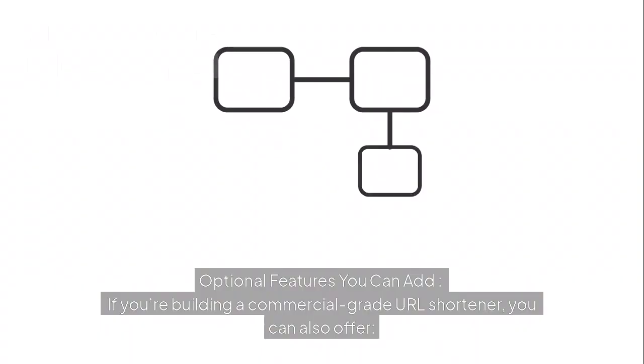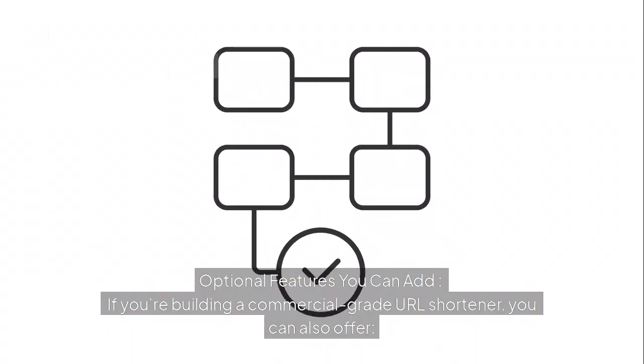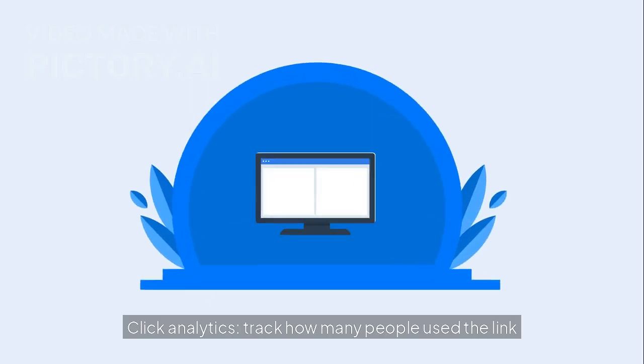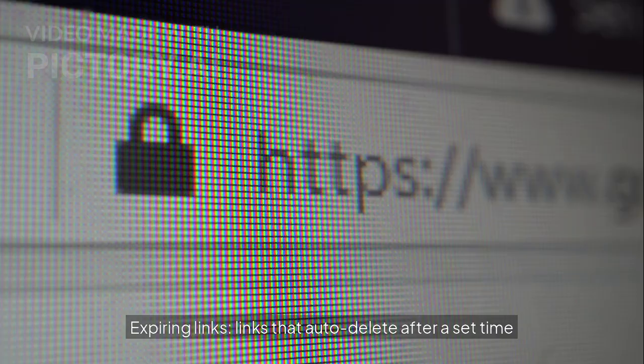Optional features you can add. If you're building a commercial-grade URL shortener, you can also offer custom aliases, like short.ly/mybrand. Click analytics: track how many people use the link. QR code generation. Expiring links: links that auto-delete after a set time.